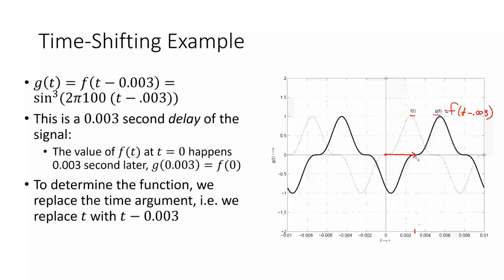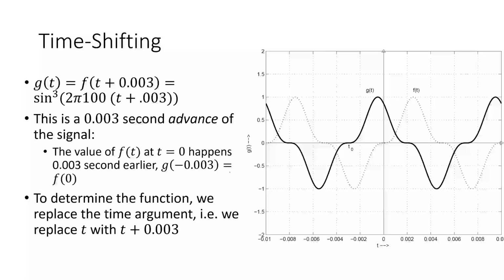But the thing for me to always check is I can plug in and see the value of f of t at t equal to 0 now happens 0.003 seconds later. So I always want to plug in the value and see that it matches where it should have been in the original function. Okay. That's my way of typically checking this stuff.